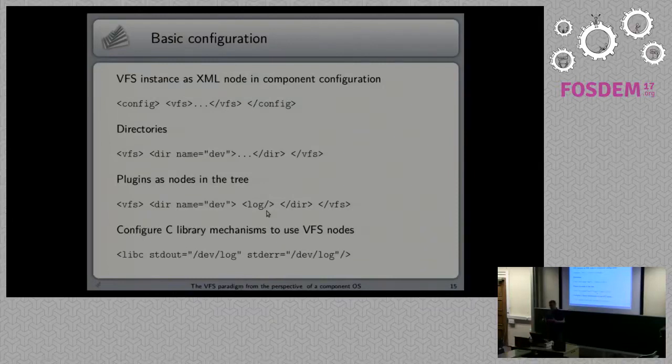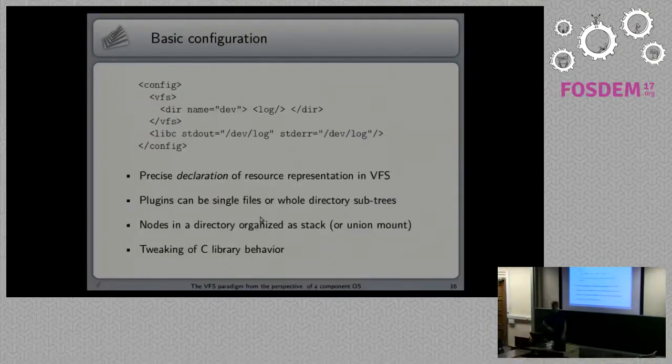And the VFS configuration must then be used by the libc. So we also have a configuration node for the libc that maps libc mechanisms or functions to the nodes in the VFS. In this case, the standard out and standard error should go to the log VFS plugin. And this is how it would look completely in one node. And what we gain here is that we have a precise declaration of resource representation in the VFS. So anybody can look at the configuration and see, okay, these resources are available to this component in the system.